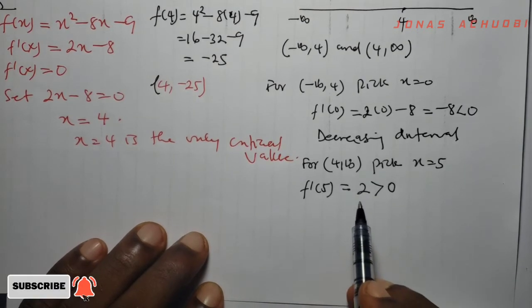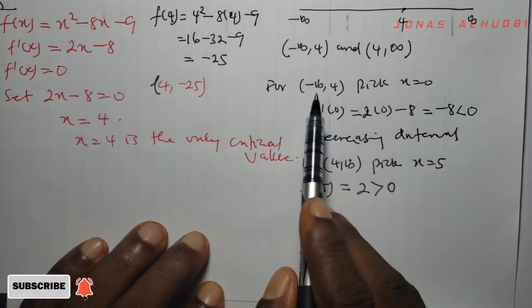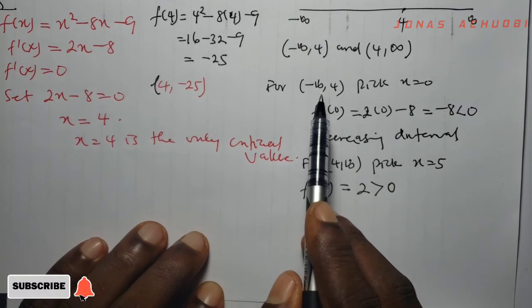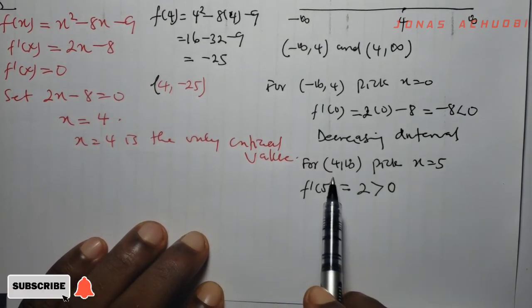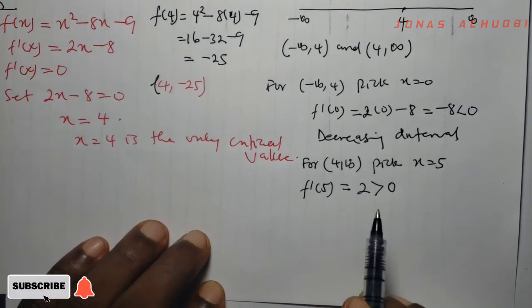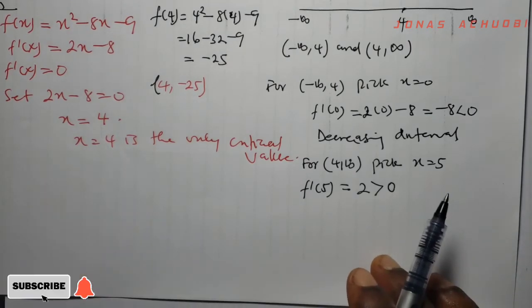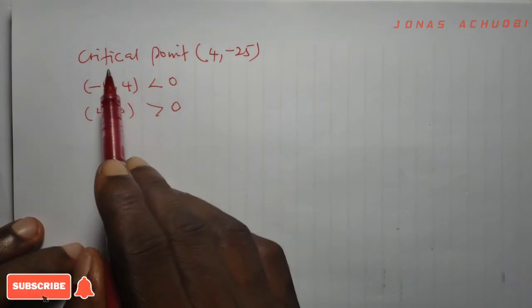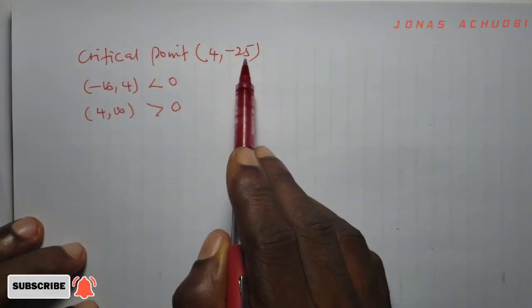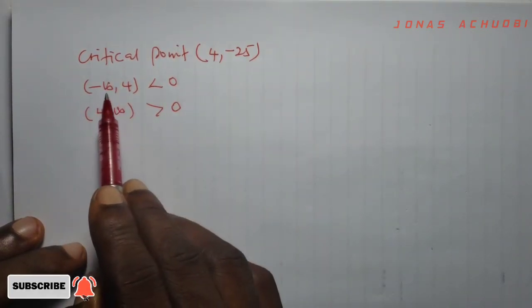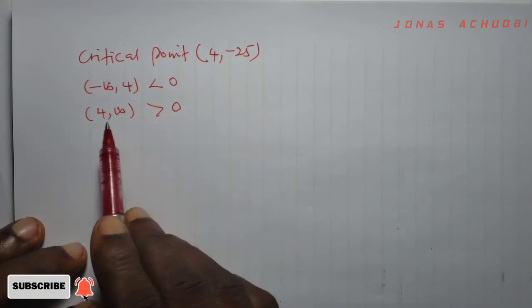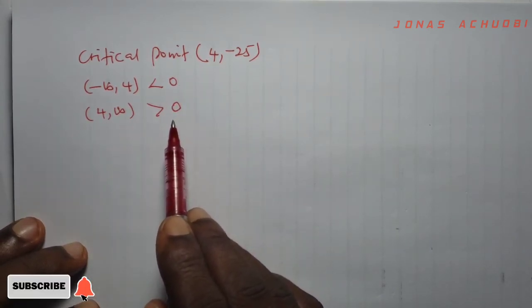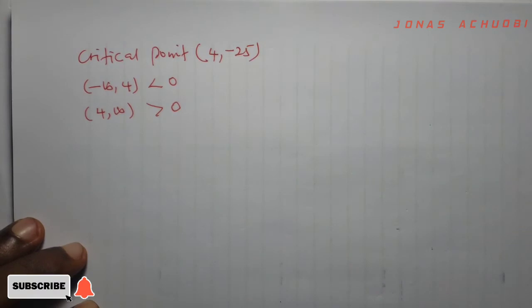So f of x is a decreasing function on the first interval. Meanwhile, f of x is an increasing function on the second interval. It is now time to sketch the graph of this function to see how it looks. We have the following information. The critical point is 4 and minus 25, and the first interval is a decreasing interval, the second interval an increasing interval. So how do we sketch the graph?